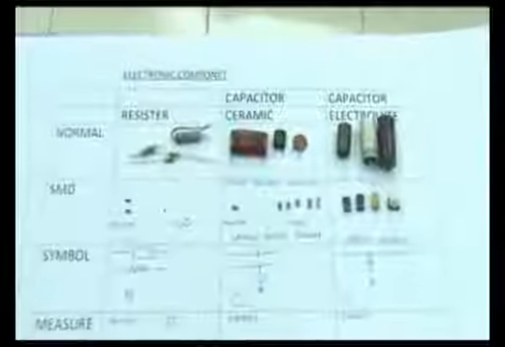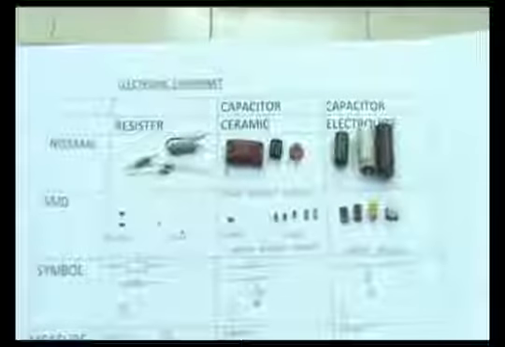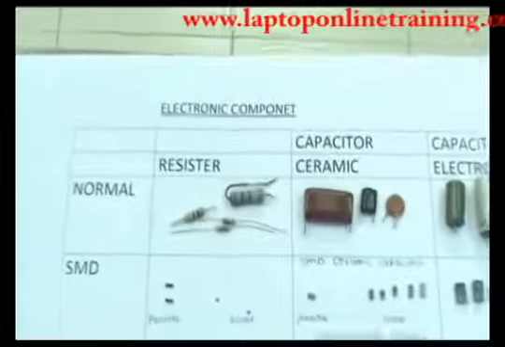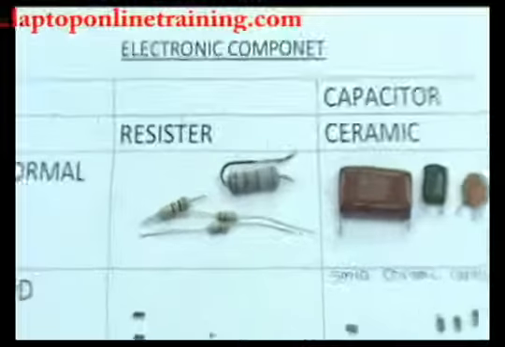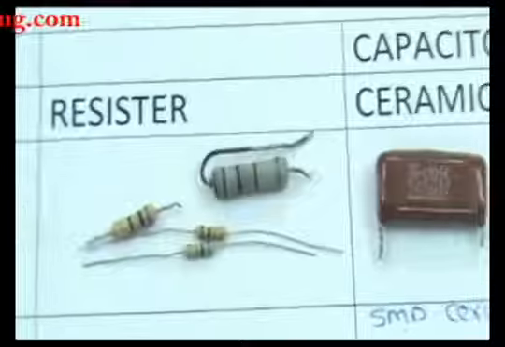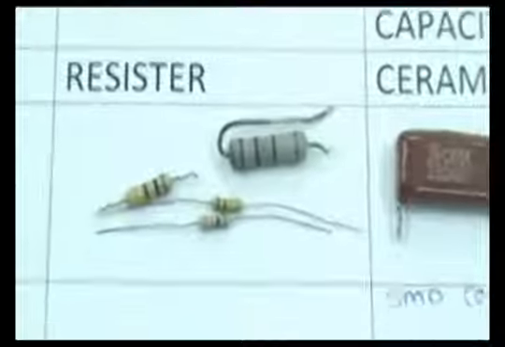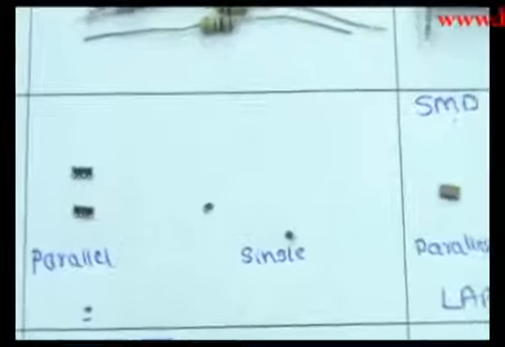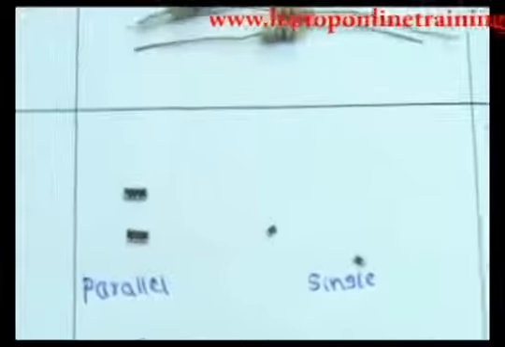Today we will introduce the electronic components. Basically, there are different electronic components. There is a resistor. A normal resistor will be like this. Different resistors are there. But in SMD, on a normal laptop and desktop motherboard, you will see the resistor like this.